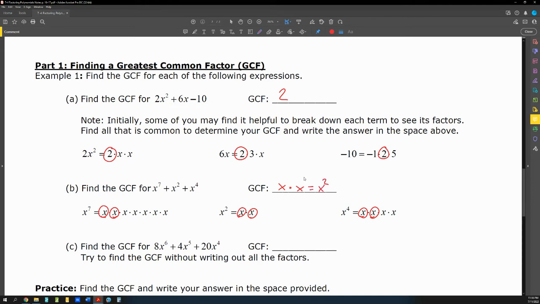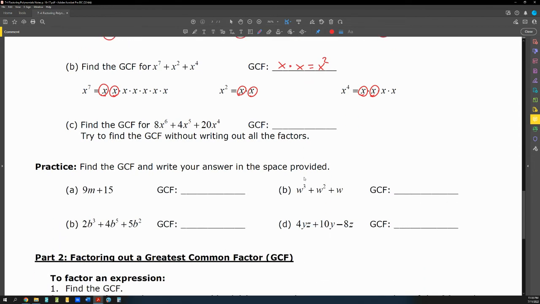Finally, 1c. Now we're going to do this without writing out the prime factorization. 8x to the 6th plus 4x to the 5th plus 20x to the 4th. Well, numbers with numbers, variables with variables. Let's first consider the GCF of 8, 4, and 20. Well, I see that all of them are even, so I know 2 divides it, but let's check and see if 4 divides each of them. I know 4 divides 4, 4 divides 8, and 4 divides 20, so 4 works as well. And because that is one of our numbers, that's going to be our greatest common factor for the numbers.